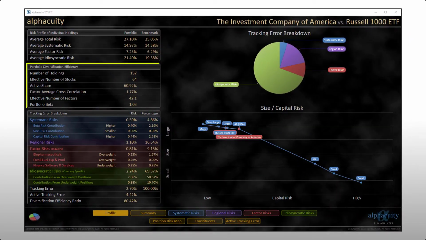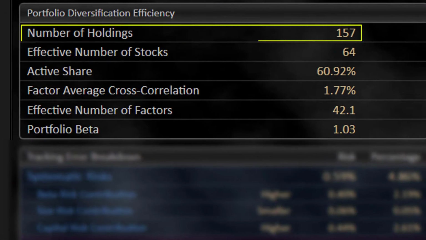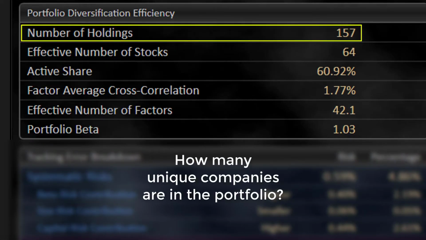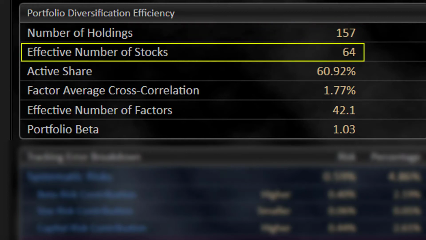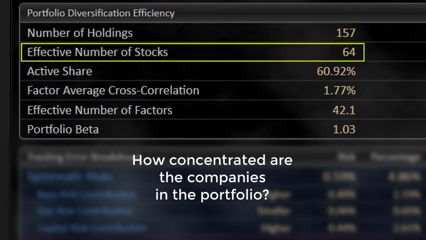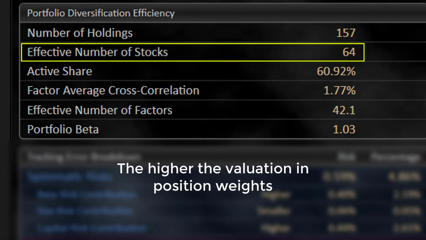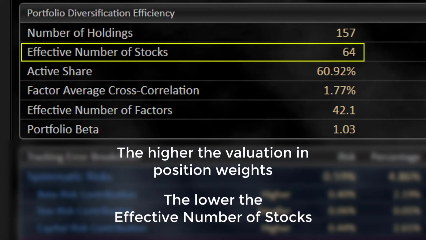The second panel shows information related to portfolio diversification. This includes number of holdings, or the number of unique equity securities in the portfolio. The effective number of stocks, on the other hand, is a measure of portfolio concentration and ranges between 1 for a single stock and the number of holdings for an equal-weighted portfolio. It's a driver of diversification efficiency for company-specific risk. The higher the variation in position weights, the lower the effective number relative to the actual number of holdings.